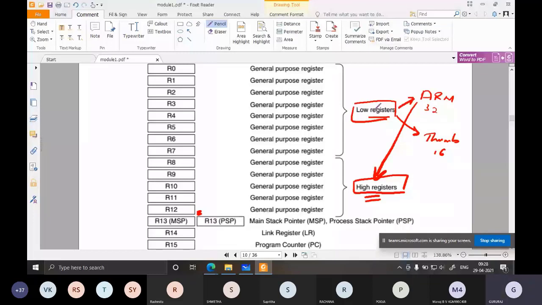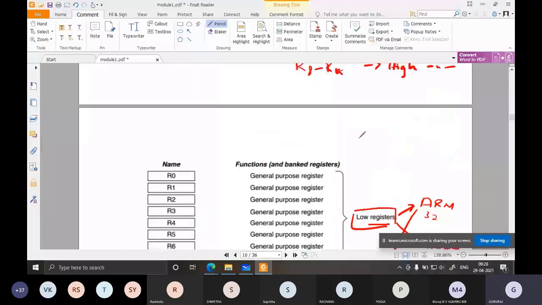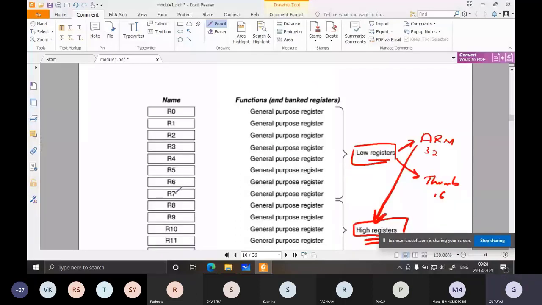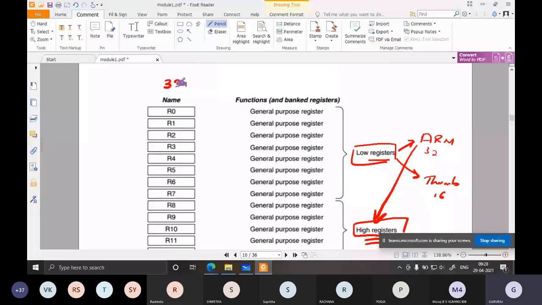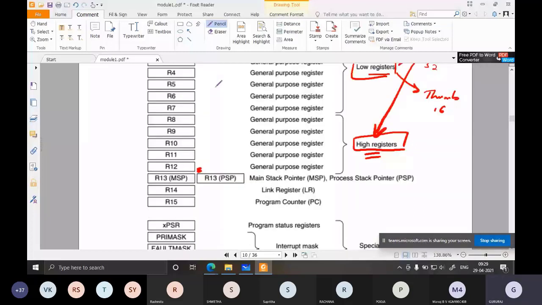And all these registers, R0 to R15, are 32 bits. If you remember the 8051, the general purpose registers R0 to R7 were 8 bits each. But here it is 4 times more: each register can store 32 bits of data. So next, from R0 to R12, they are general purpose.